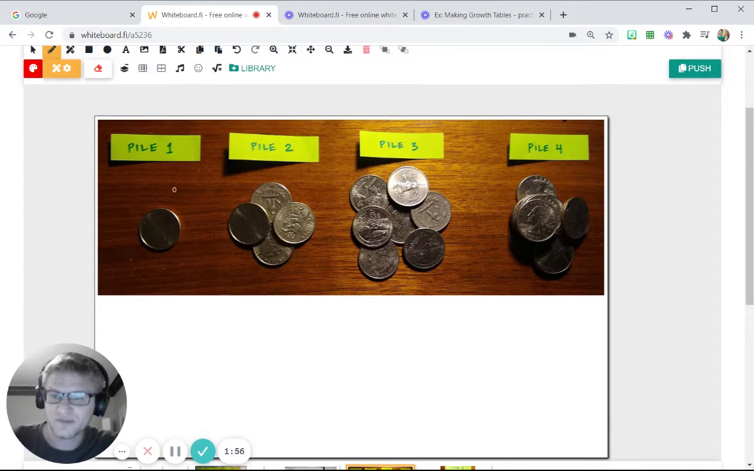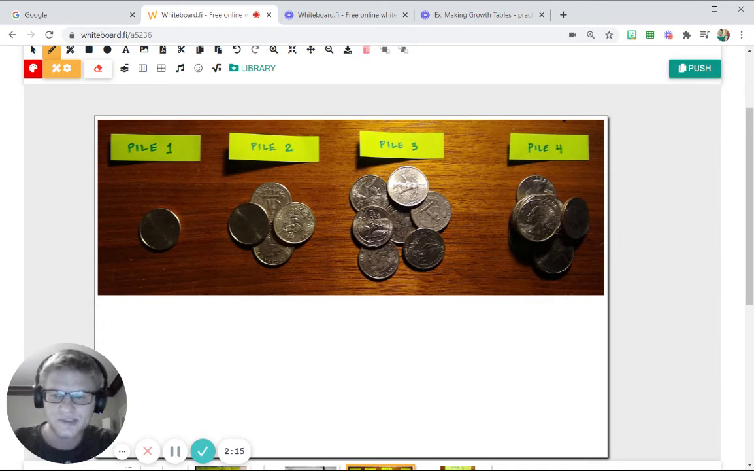What they said in the first pile, she put one quarter. In the second pile, she put four quarters. In the third pile, she put seven quarters, right? And over here, I have a whole bunch of quarters. I don't know if you can tell, but I stacked them up. There's a lot. I don't know how many are there.